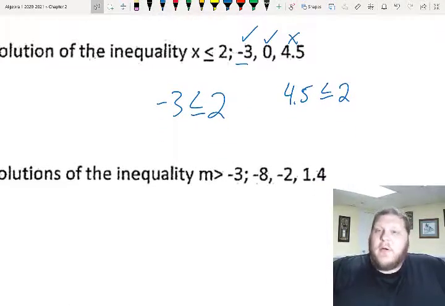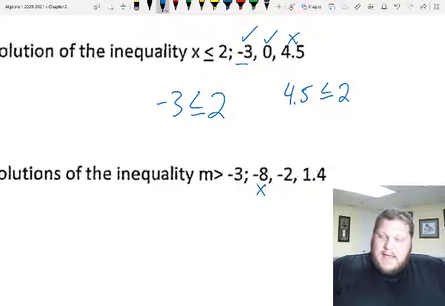In this next one, go ahead and try it on your own and pause the video here, see if you guys can figure out which of these three are solutions and which ones are not solutions to the inequality m is greater than -3. Okay. Hopefully you took a look and saw that in this case, -8 is not a solution, but -2 and 1.4 are solutions, because those two numbers are bigger than -3, right? They're further to the right on the number line. But -8, even though the 8 is bigger than the 3, because they're both negative, -8 is actually a smaller number in comparison than -3 is.